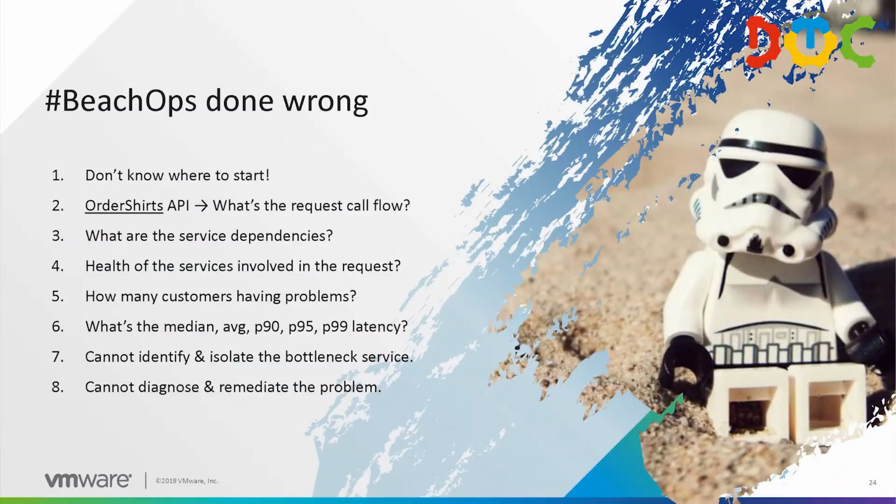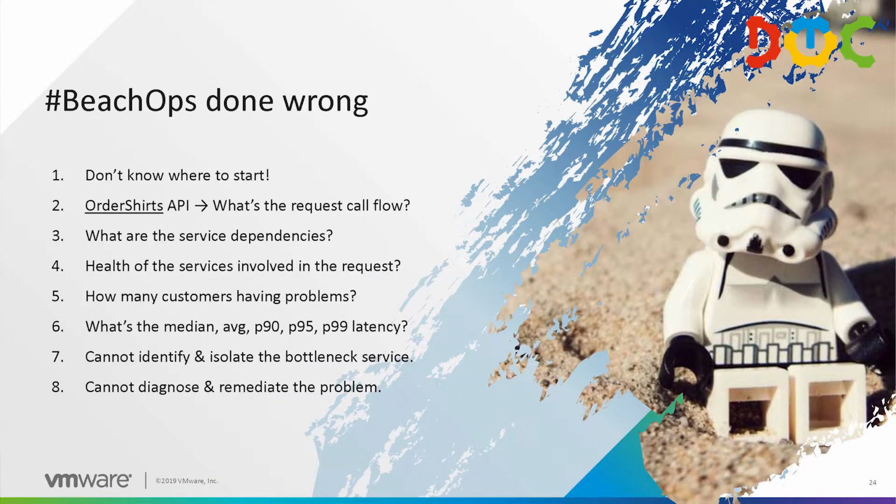We mentioned BJobs. Let me give you a few examples of how BJobs can go wrong. One of them is that you don't know where to start. When a problem comes in, something fails, you get the alarm, and you have no idea where to start. Where do you go as an on-call SRE at 2 o'clock in the morning? Potentially you have seen the order share API that we just presented. What is the request call flow? Who got touched? What are the relationships? What are the service dependencies?